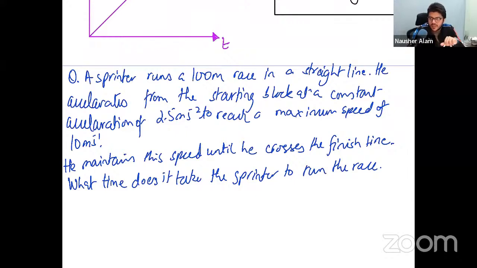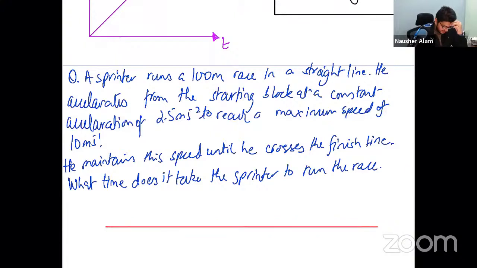Shabash, try again, please. So a sprinter runs a 100-meter race in a straight line. Draw the straight line first, and this is a 100 meter race in a straight line. He accelerates from the starting block. Okay. So let's say this is where the starting block is. He accelerates from the starting block at a constant acceleration of 2.5 meter per second square. And he goes to a maximum speed of 10 meters per second.